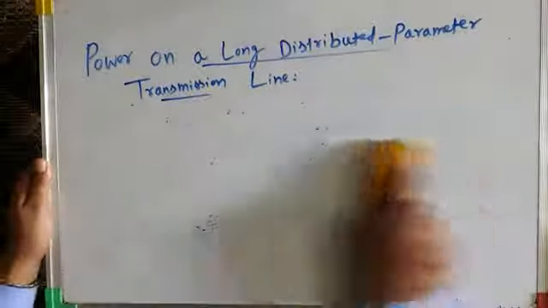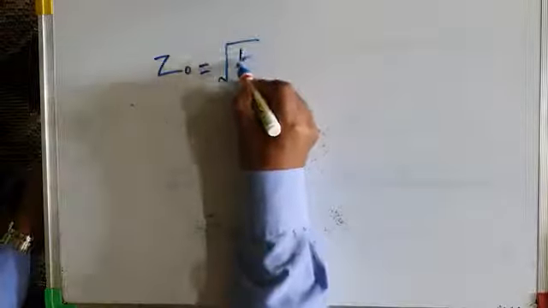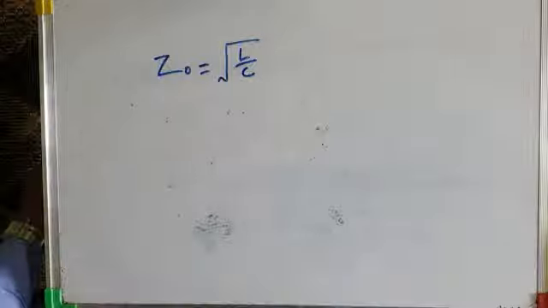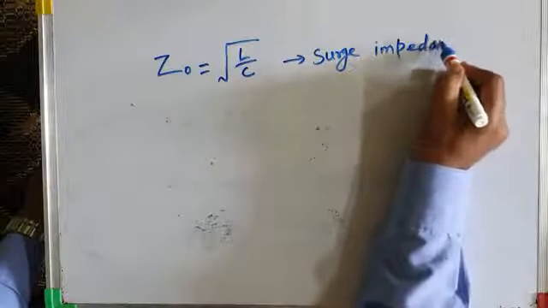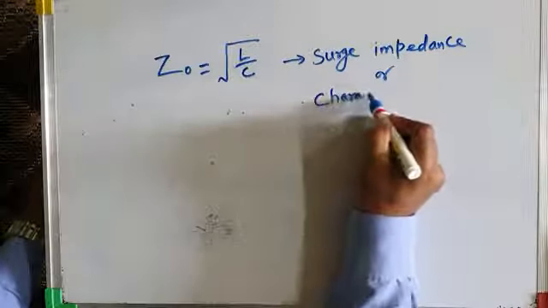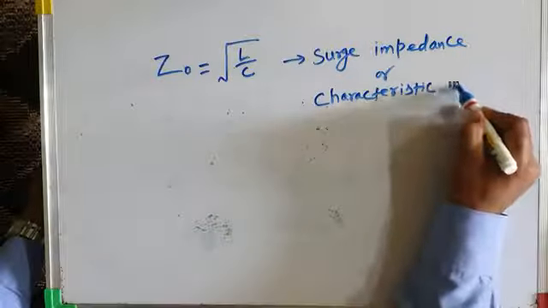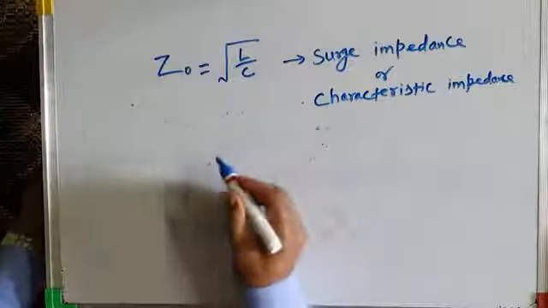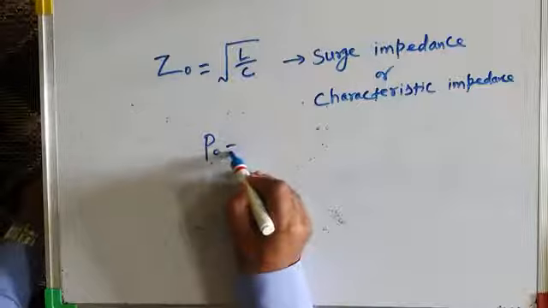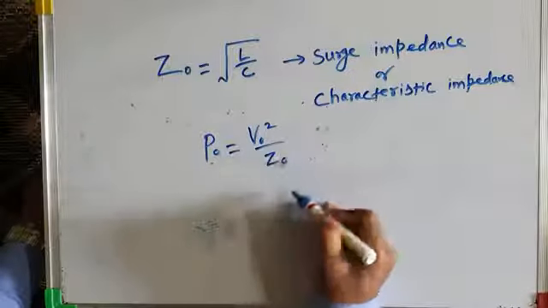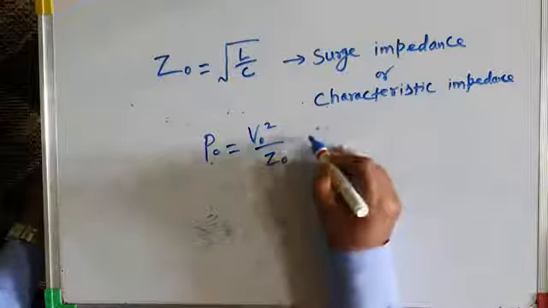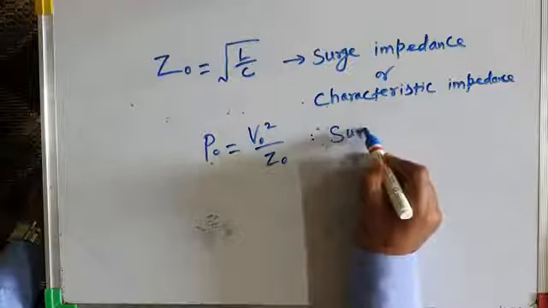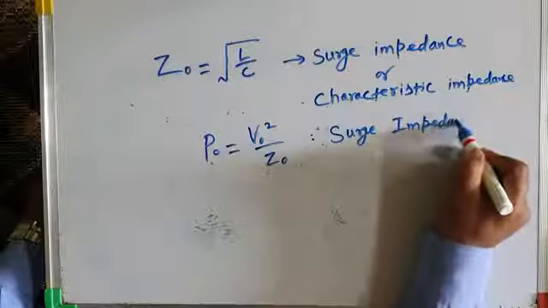Now, if the impedance of the transmission line is given by this equation, Z naught equals the square root of L by C, this impedance is called surge impedance. You must have studied in your BTech power systems course that this impedance is called surge impedance or characteristic impedance. And if the power transmitted over the line is given by this equation, P naught equals V naught squared by Z naught, where Z naught is the square root of L by C, the surge impedance or characteristic impedance, this loading of the transmission line is called surge impedance loading.